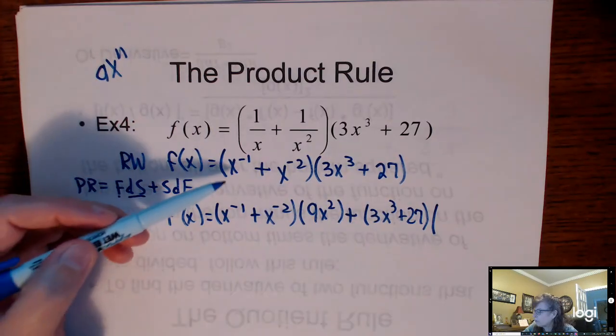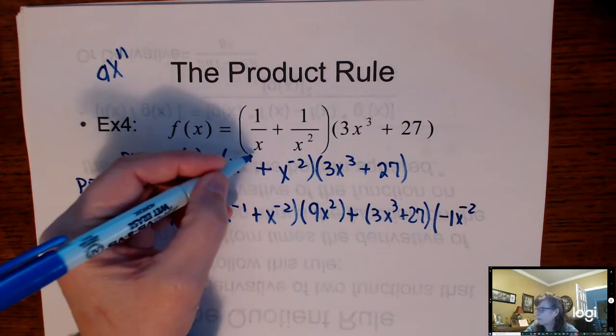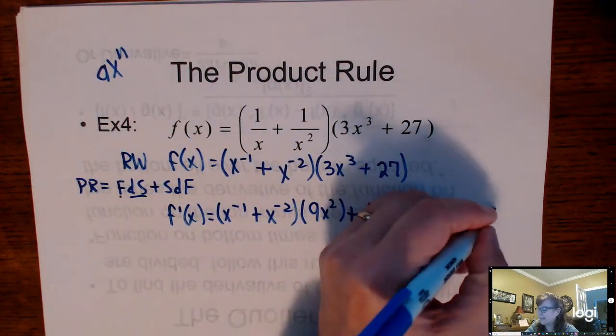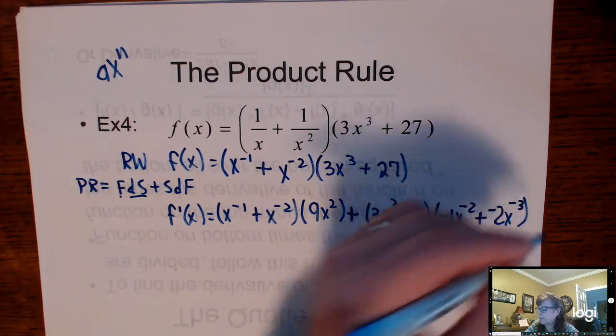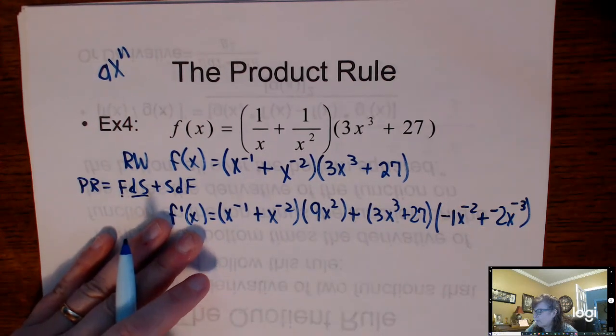Okay, so the first, x to the negative 1, that's negative 1x to the negative 2. And x to the negative 2 is negative 2x to the negative 3. And that's it. And you definitely wouldn't want to try to simplify that. Okay, so that's the product rule.